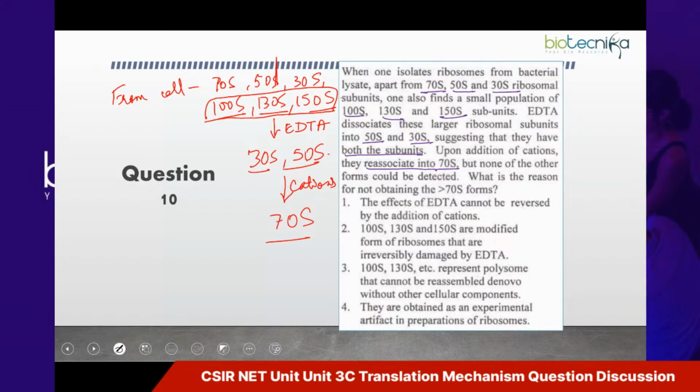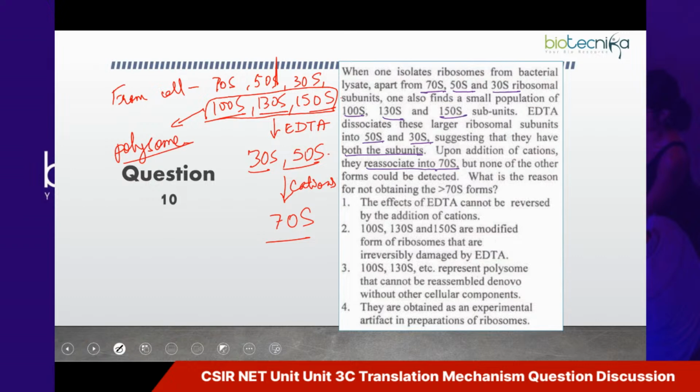Okay, so what are these more than 70S forms that you have to understand? The whole prokaryotic ribosome can be 70S. So if it is more than 70S, what does that mean? That more than one ribosomal subunit is present. And how is it possible? That is only possible in the case of polysome.